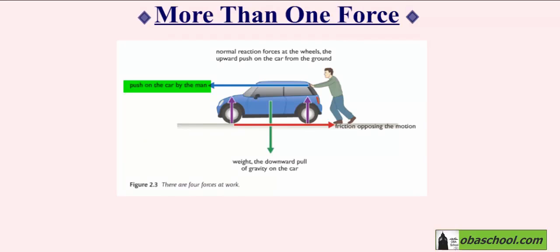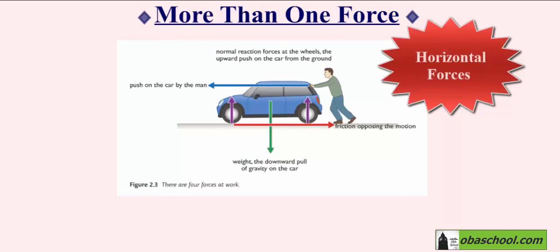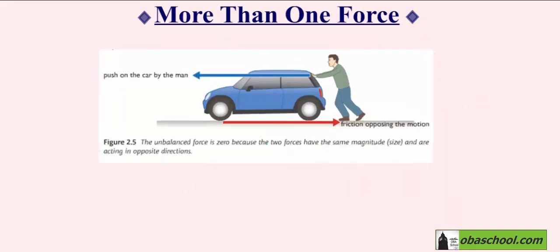They are the push on the car by the man, the friction opposing the motion, the normal reaction force, and the weight of the car. In this tutorial, our focus will be on the horizontal forces that are the push and the friction opposing the motion. This guy is trying to push the car forward.